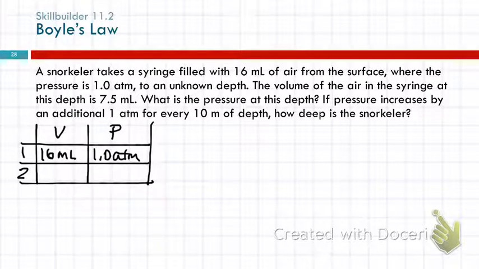And then the next number we get to is 7.5 milliliters. Well, that's a volume, so I want to put that in the volume column. I have one blank. I look at the question word, what is the pressure? Oh, well, that worked out pretty well. P2, that's what I'm solving for.